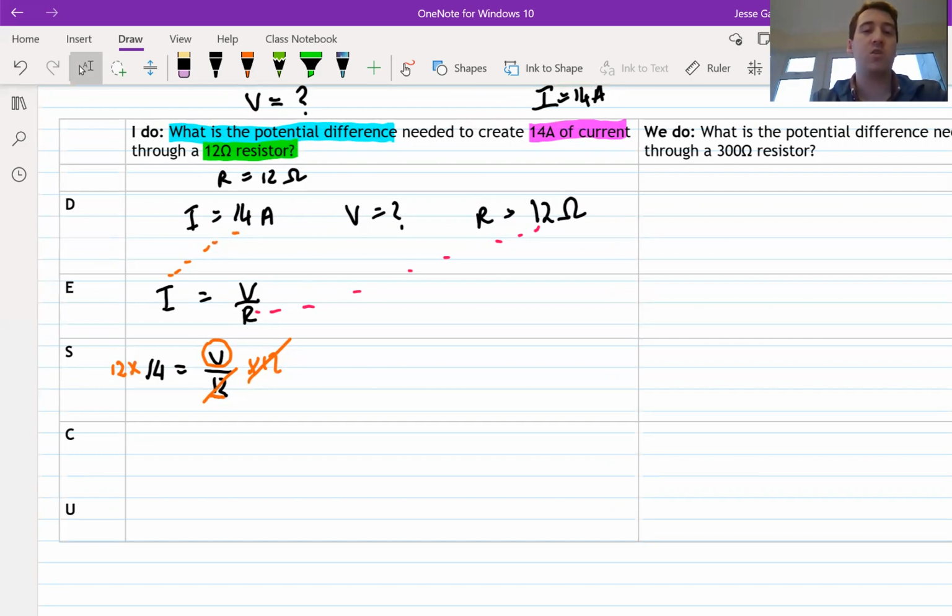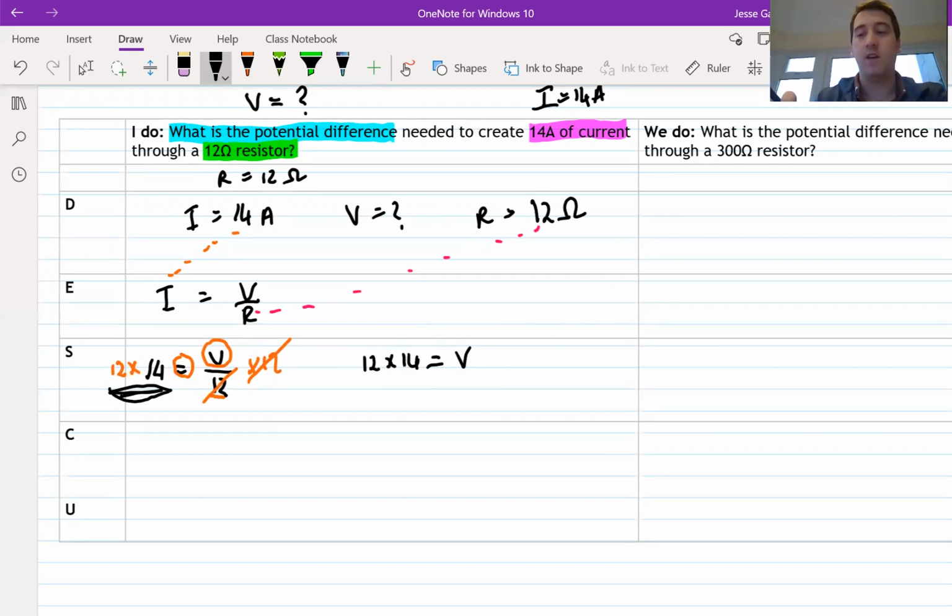But we're not allowed to just do that on one side because this here is an equal sign. That means both sides are equal. So if both sides are equal and you're changing one side, you must also change the other side. So when we do that, that gives us now the equation of 12 times 14, which is from the sum over here, equals V.